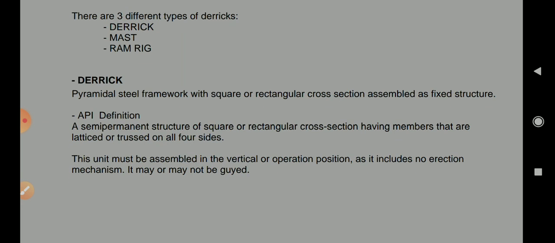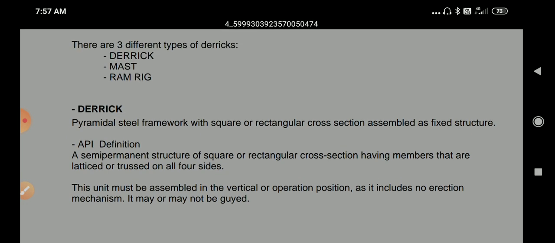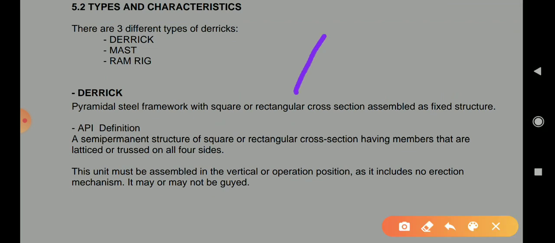It is a semi-permanent structure of square or rectangular cross section, having members that are latticed or trussed on all four sides. This unit must be assembled in vertical operating position, as it includes no erection mechanisms. It may or may not be guyed, because whenever we do a rig down operation, we have to disassemble all the parts of the derrick. Maybe a derrick will be like this, in pyramid shape.